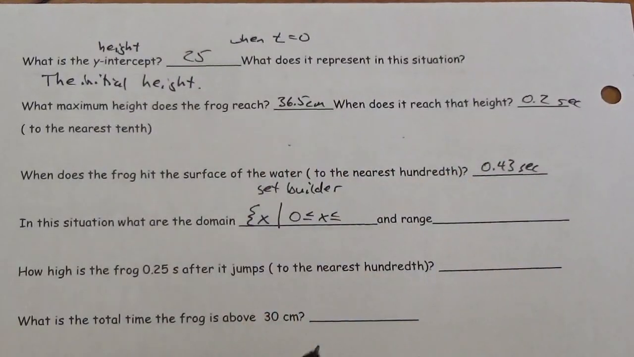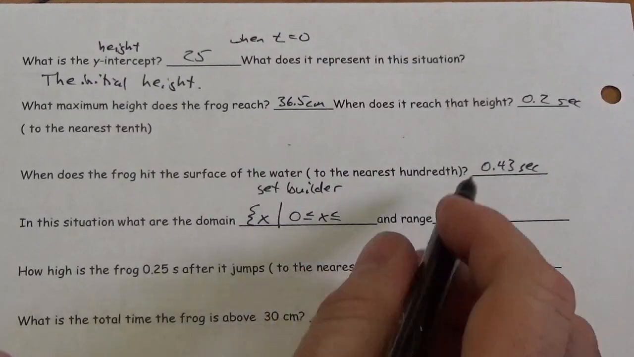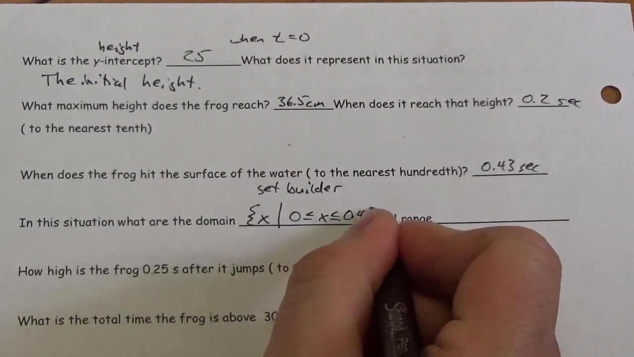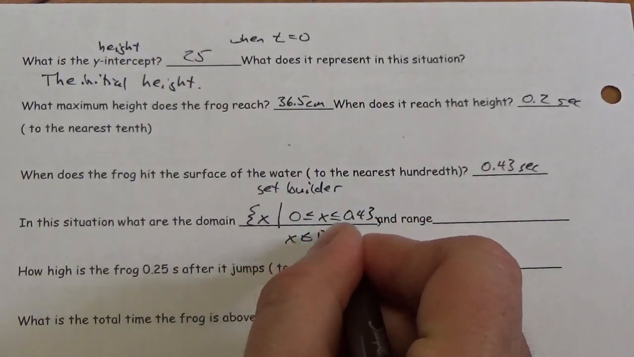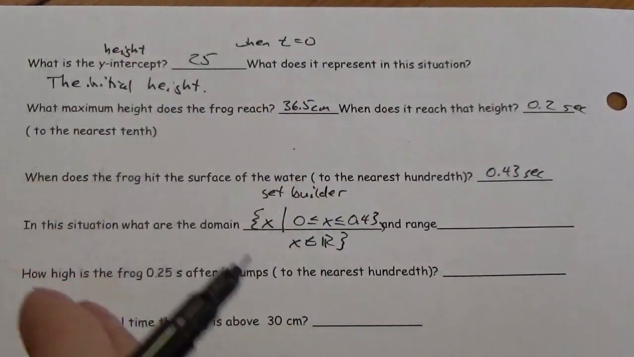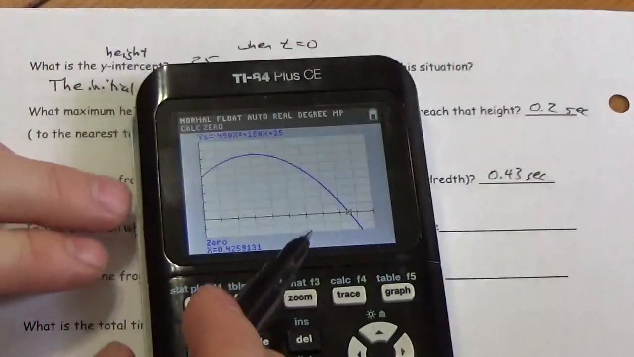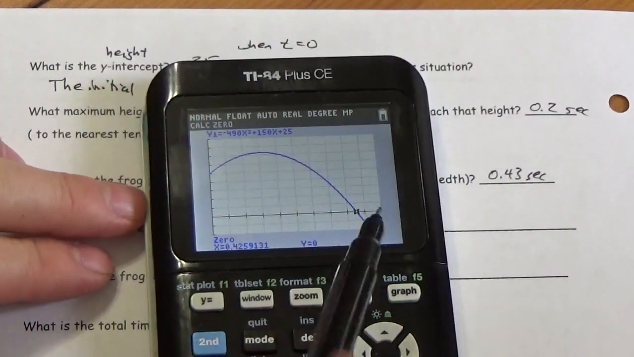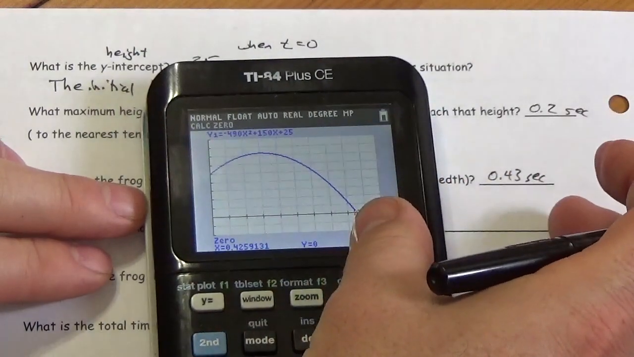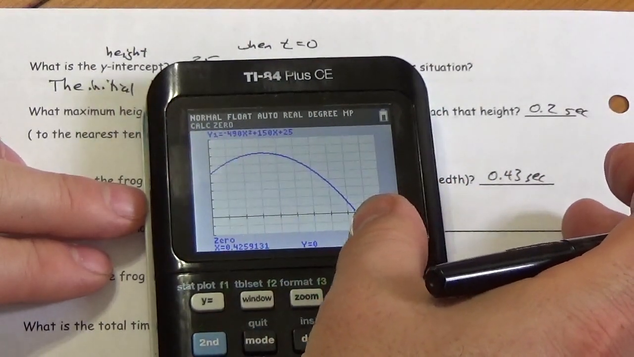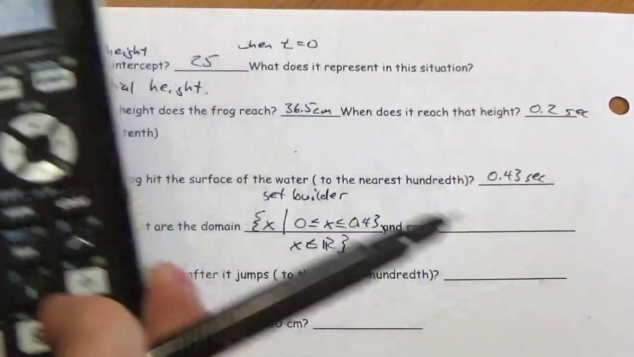And then the maximum x value that makes sense in this problem is actually going to be 0.43, where x is an element of the reals. Now, what's going on here is I recognize that the parabola goes on below this, but this is where the frog hits the water. That is really where that parabola is going to stop. Then he starts jiggling around a little bit there.